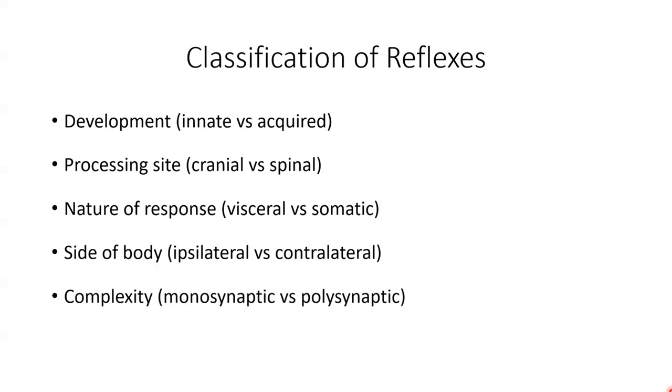And lastly, we can also classify reflexes based on the number of neurons and therefore the number of synapses involved in a reflex arc. So a monosynaptic reflex, with mono meaning one, occurs when a sensory neuron synapses directly with a motor neuron. So there's only one synapse in that reflex arc. A polysynaptic reflex, with poly meaning many or more than one, is when there might be an interneuron, so you have at least 2 synapses in that reflex arc, or when one sensory neuron might synapse with more than one motor neuron.